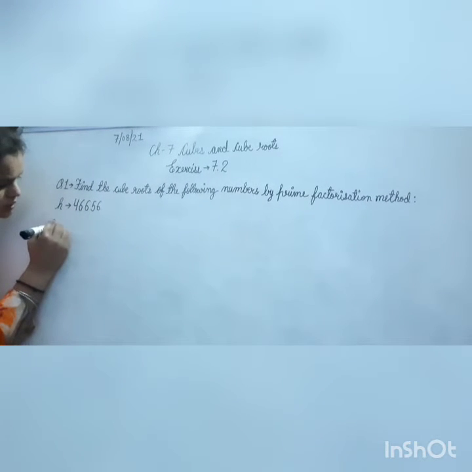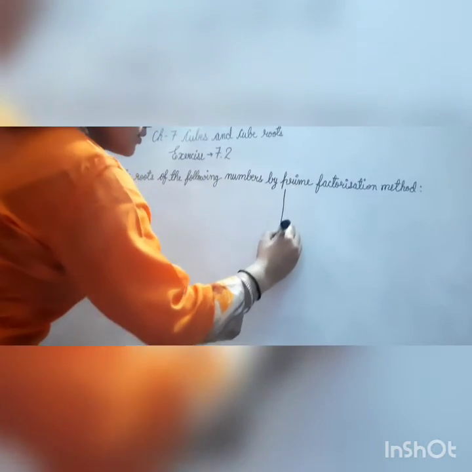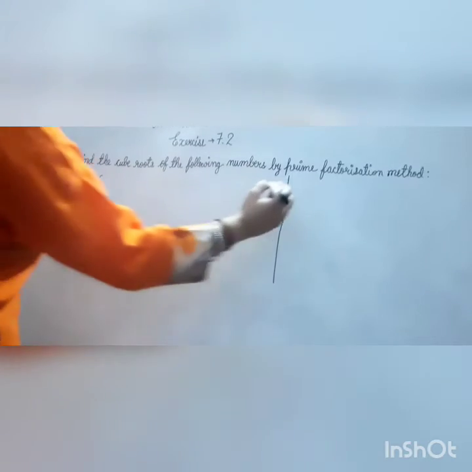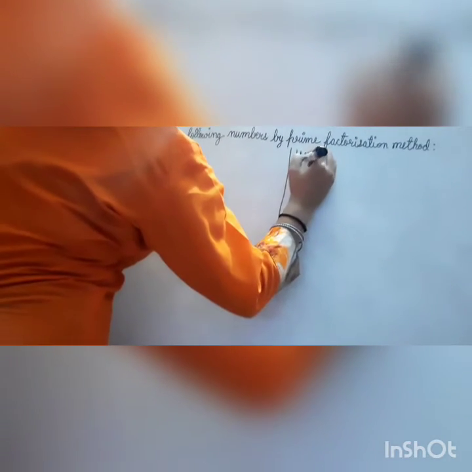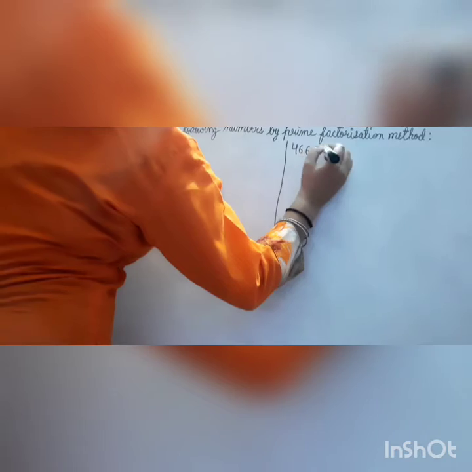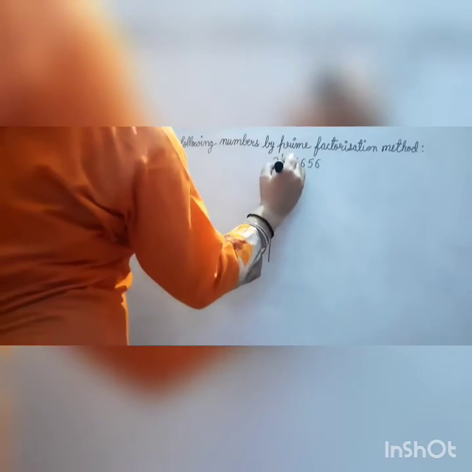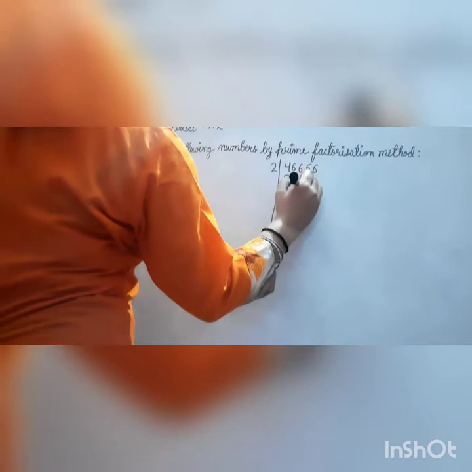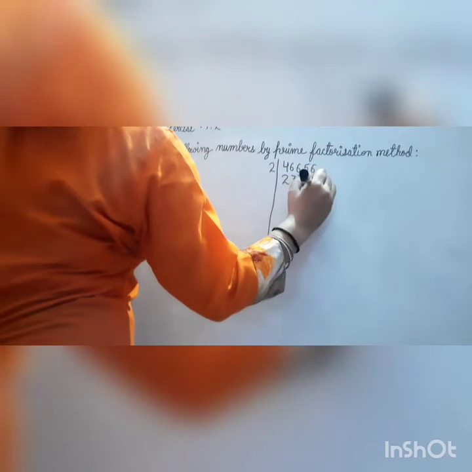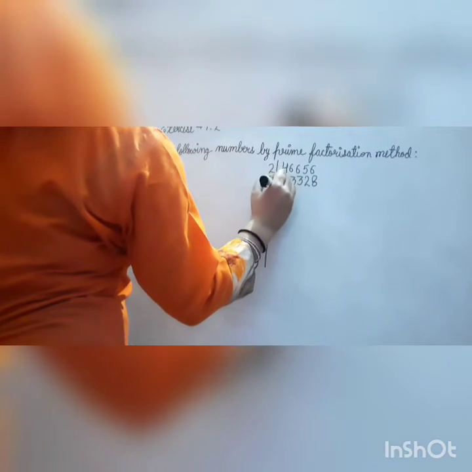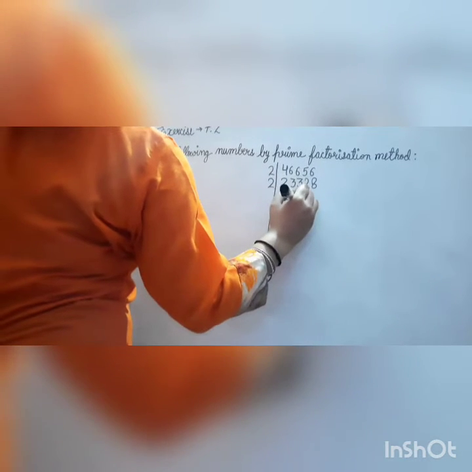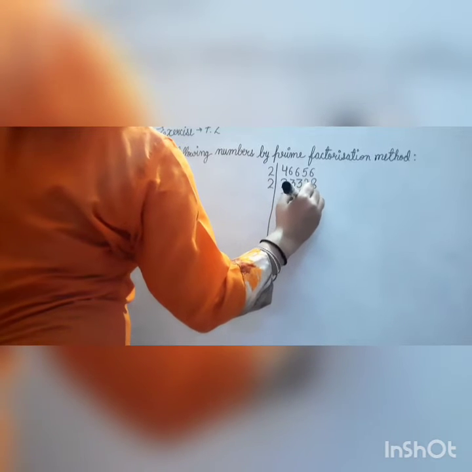46,656. Okay class. Solution. You have to solve it by the prime factorization method. You have to write 46,656. It is an even number. You can divide it by 2. 2 twos are 4. 2 threes are 6. 2 threes are 6. 2 twos are 4. 2 eights are 16. Again 2. 2 ones are 2. 2 ones are 2. 2 sixes are 12.